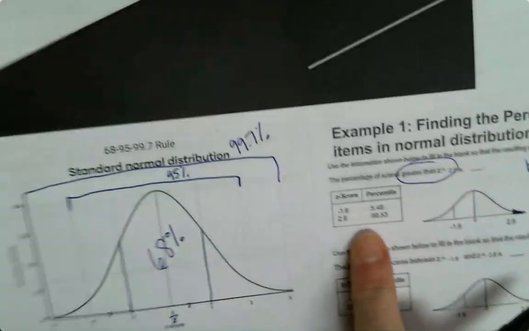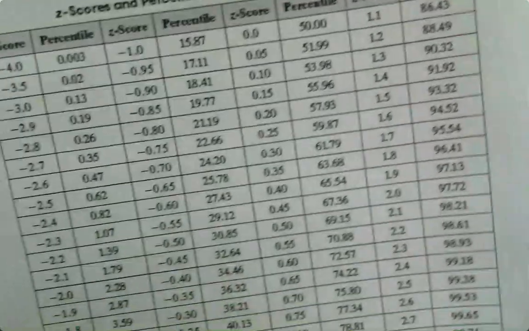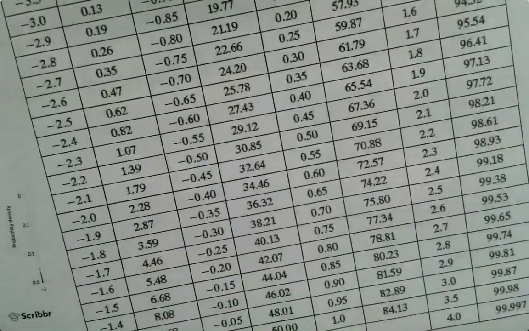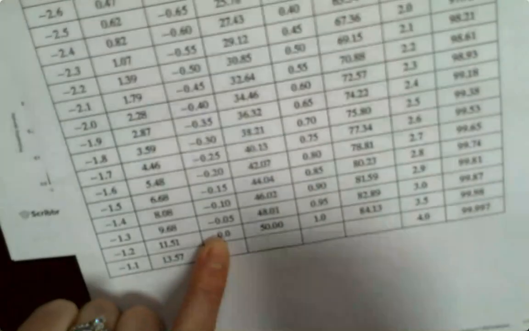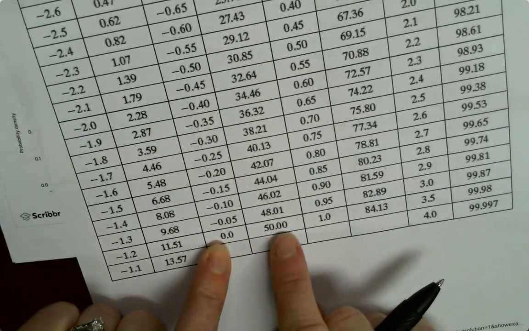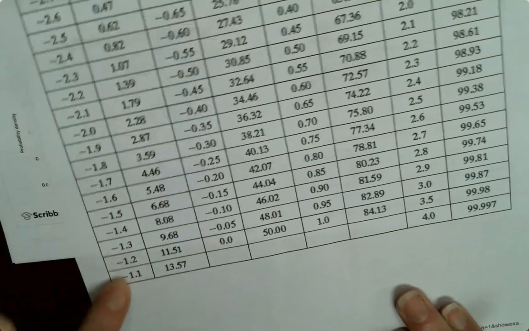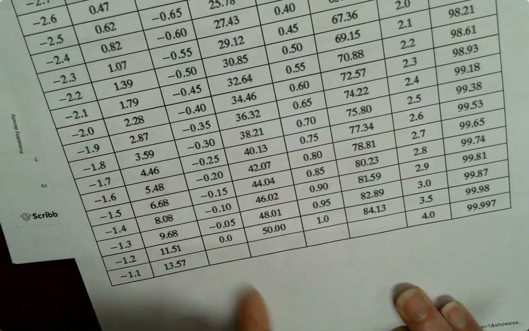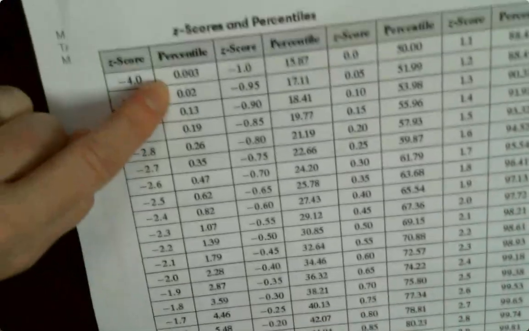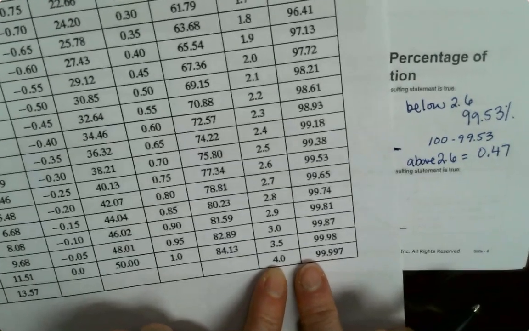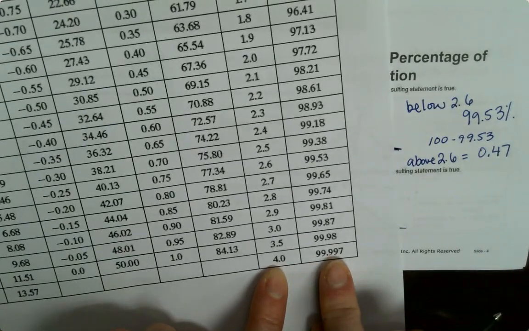And this actually came from here. So let's see, 2.6. I would look at the positive z-scores, 99.53. So 0 is your mean, which would be 50% of the data. And then your negative scores would be over here, okay? So it starts out really low, and then at 4, the z-score of 4 is 99.997, which is close to 100%.